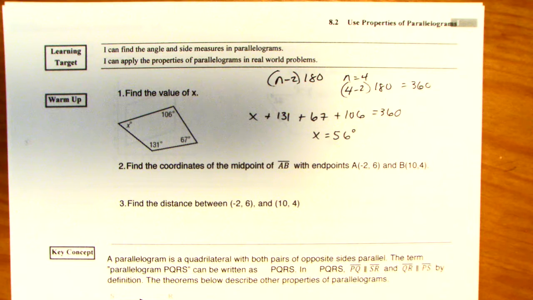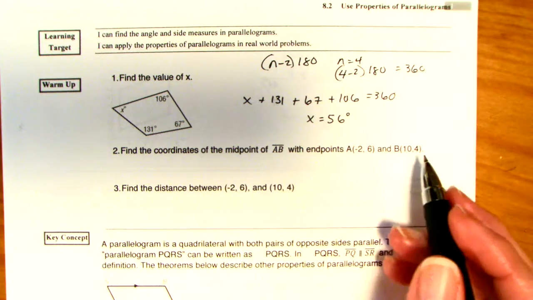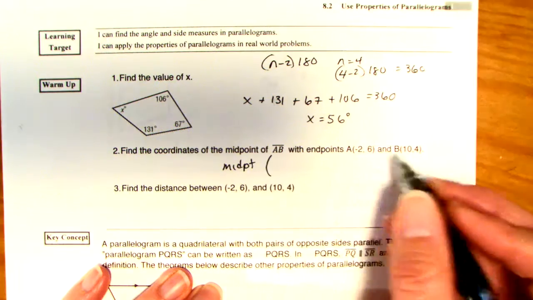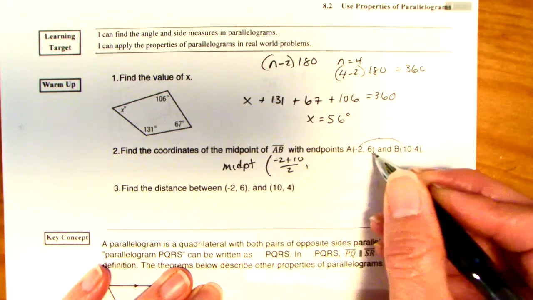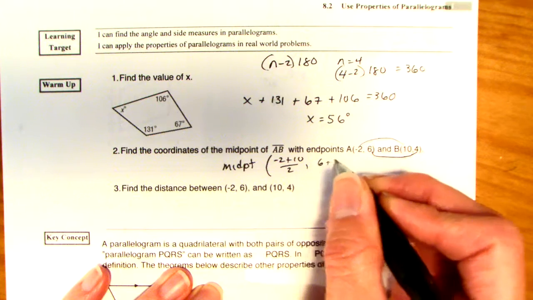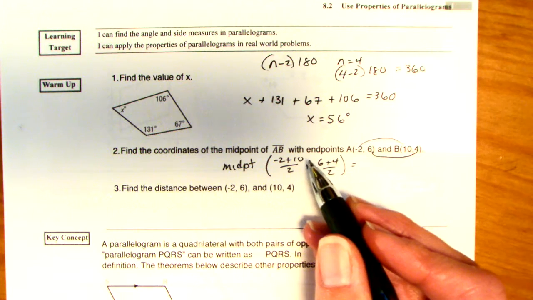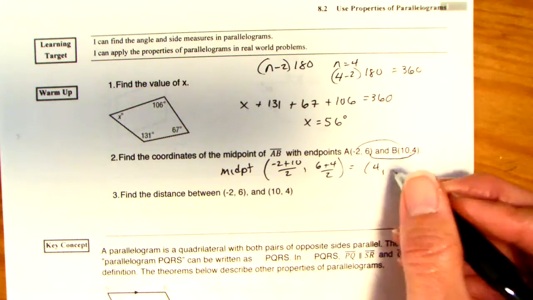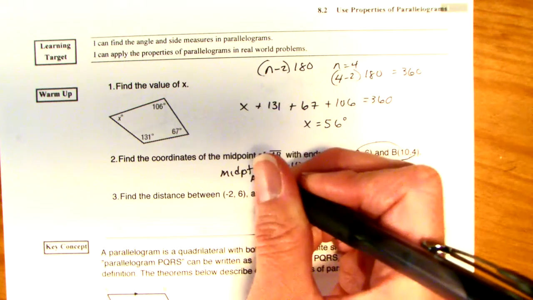Oh, midpoint. This is going to come in handy, especially something about diagonals. Find the coordinates of the midpoint of AB. This is A, this is B. Remember the formula for a midpoint? You add the two x's, divide by 2, add the two y's, and divide by 2. So negative 2 plus 10 is 8, divided by 2 we get 4. And then 6 plus 4 is 10, divided by 2 is 5. So the midpoint would be (4, 5). I should put the midpoint of AB here.